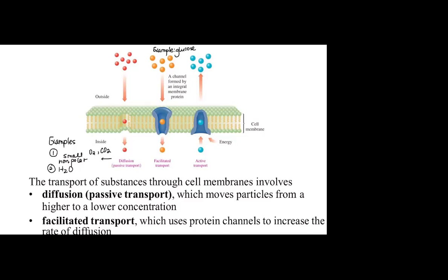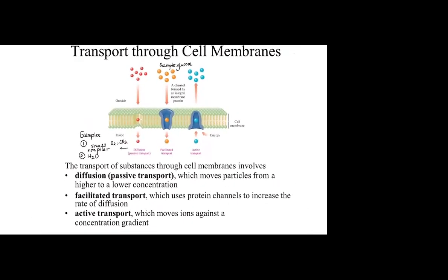The last type of transport that we have here is active transport. Now, active transport is going to move ions against a concentration gradient. What ions are actually able to do this? Potassium, calcium, sodium. These are important ions inside of the cell, okay?